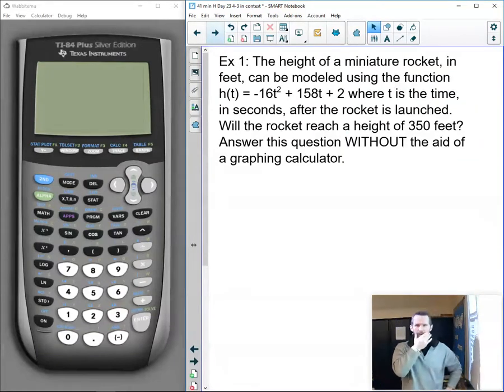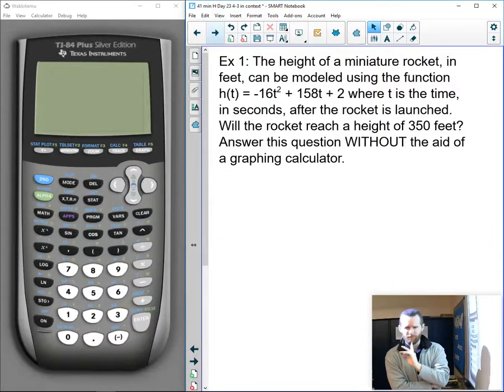So let's take a look at example 1. It says the height of a miniature rocket in feet can be modeled using the function h of t equals negative 16t squared plus 158t plus 2, where t is the time in seconds after the rocket is launched. Will the rocket reach a height of 350 feet? Answer this question without the aid of a graphing calculator.